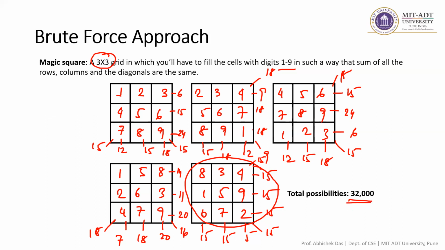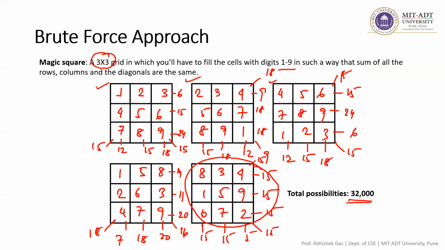So in this way, if you try to fill up, starting from like this, you can actually have 32,000 possible combinations to get the ultimate answer, right? But still, as I said, using the brute force approach, a problem can be solvable. But sometimes it may happen that even with the brute force approach, the problems are actually not solvable.